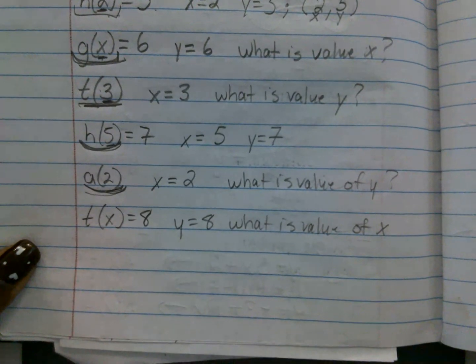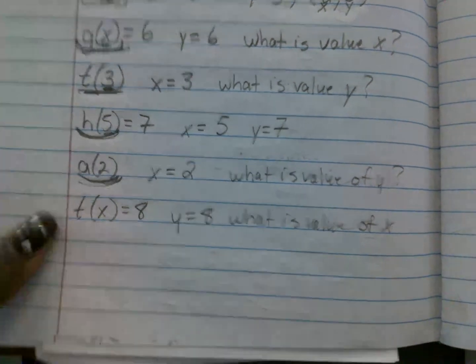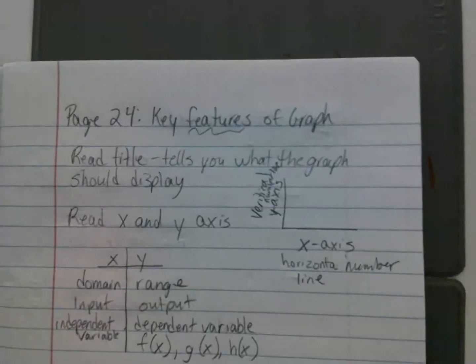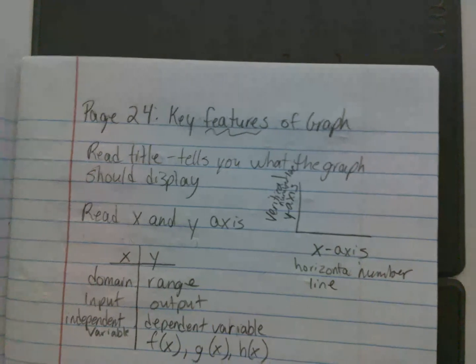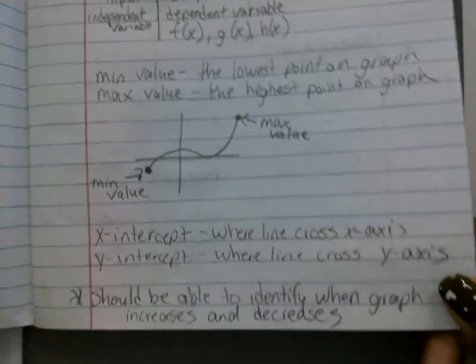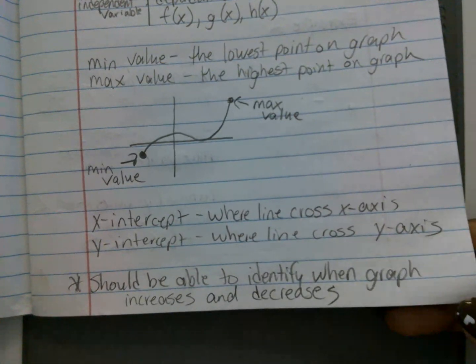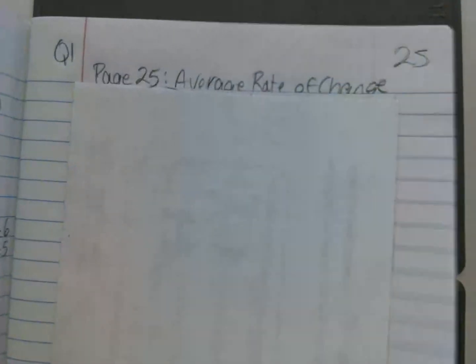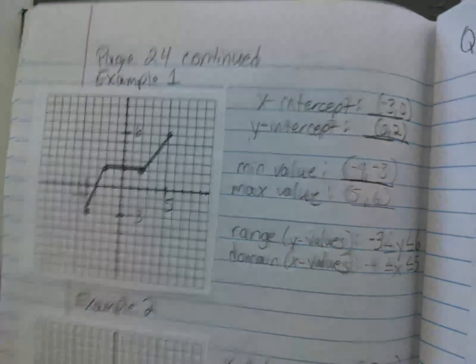Okay. 24 is key features of a graph. Key features of a graph. This is 24. 24 is key features. Okay, we did some examples where we're describing the key features of a graph.